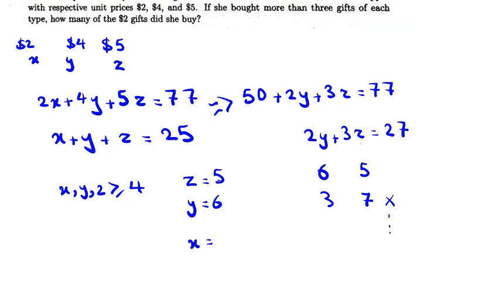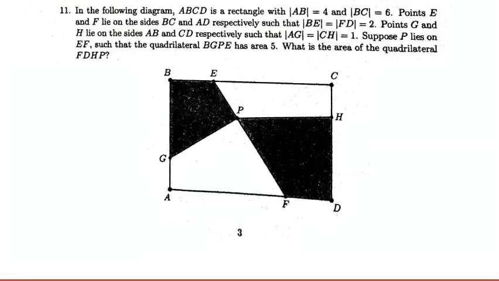If we replace, 6 plus 5 is 11. 25 minus 11 will be 14. So the problem says how many of the $2 gift did she buy? The answer is 14.